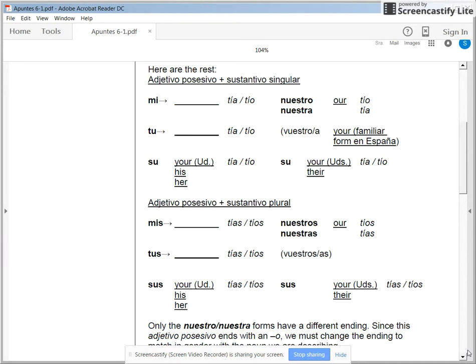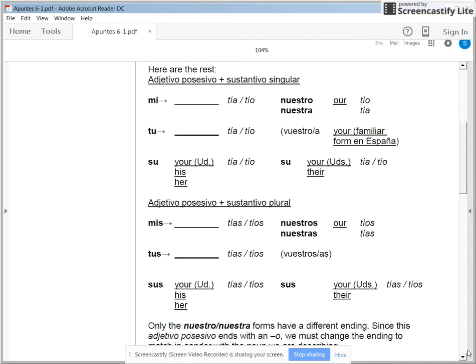Then we have su again. Notice it's the same one as in his or her, as in their or yours, if you're using ustedes, all of you. So all of your tía. Again, the number doesn't have to do with who it belongs to. It has to do with what or who you're describing. So notice I still have su tía, even if it's their uncle. It belongs to all of your cousins, for example. But because it's just one uncle or one aunt, you still use a singular form of su.